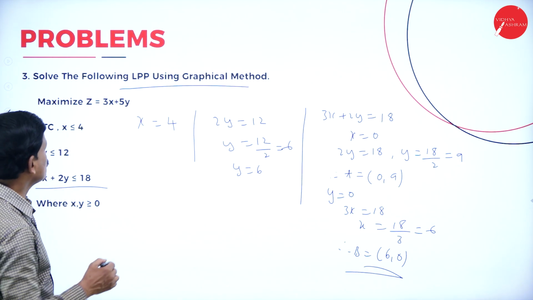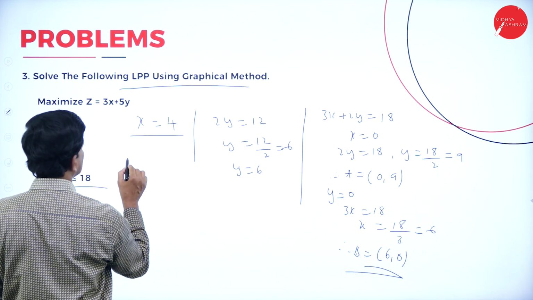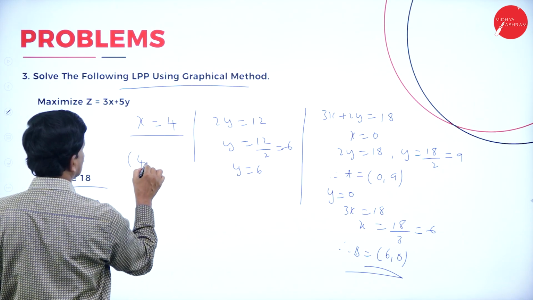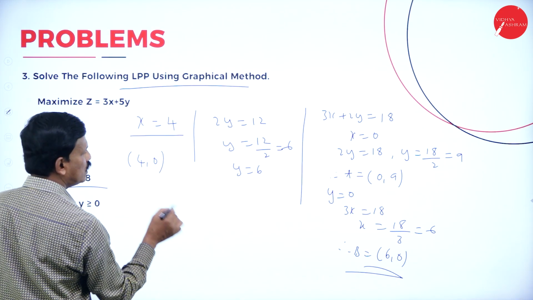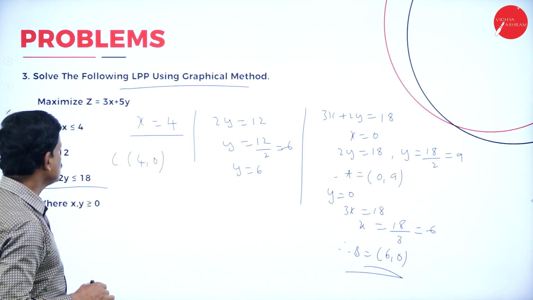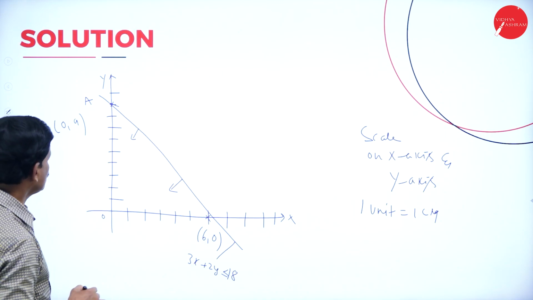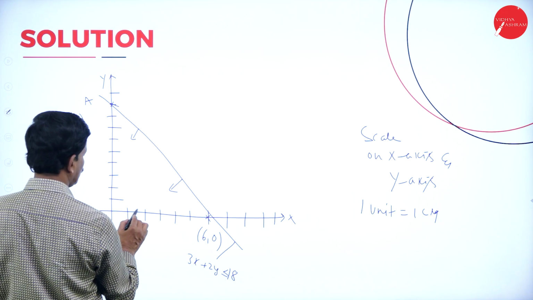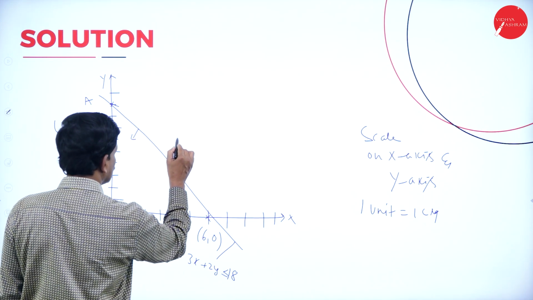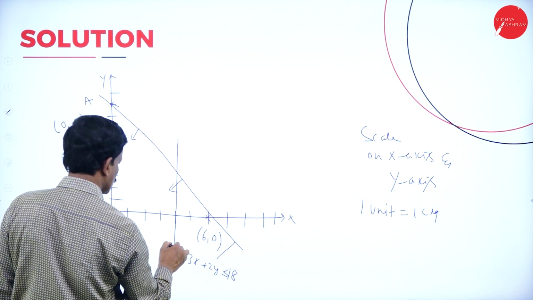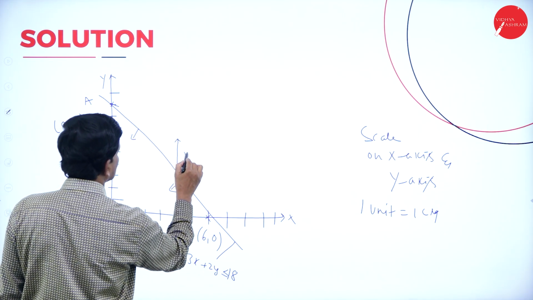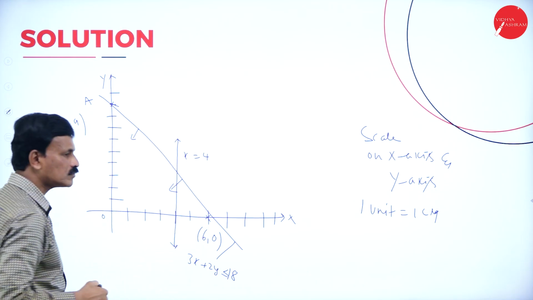Now what are the next points given? X is equal to 4. Let us consider this point as x is 4, y is 0. Call it C. What is C? 4 comma 0. X is equal to 4: 1, 2, 3, 4. This is 4.